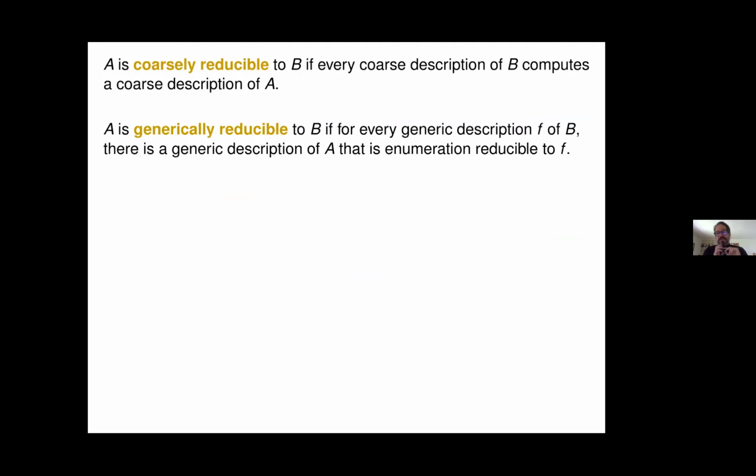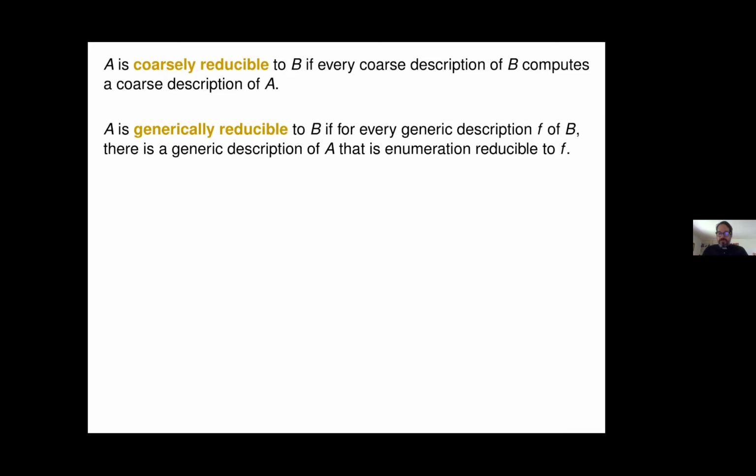The one thing which actually will turn out to be quite important for us to notice, though, is that for something like generic reducibility, a generic description of a set is a partial function, not a total function. And we don't want to use the negative information about where the function is not defined. So the correct notion to use here is not Turing reducibility, but enumeration reducibility. So we want to say that A is generically reducible to B if for every generic description f of B, there's a generic description of A that is enumeration reducible to f. Or if you want to be more precise, the graph of the generic description of A is enumeration reducible to the graph of f. But I identify a function with its graph.